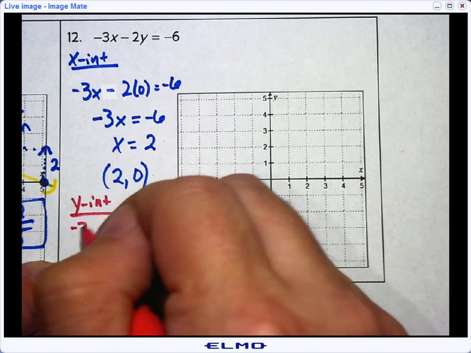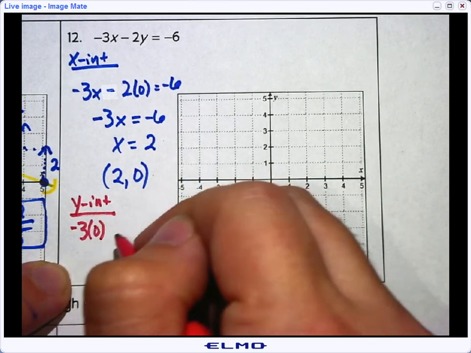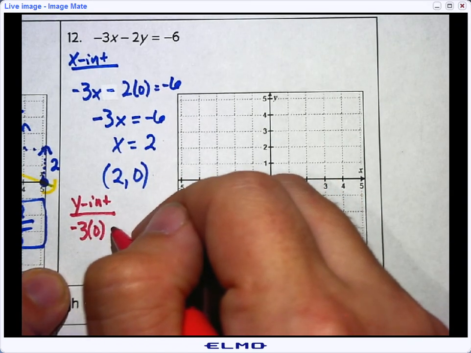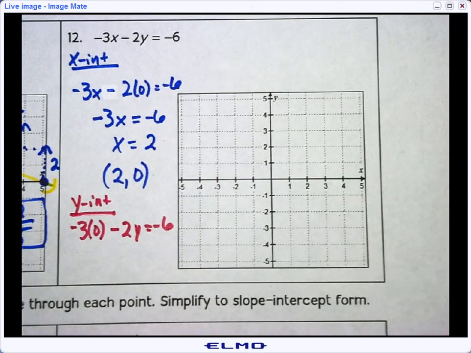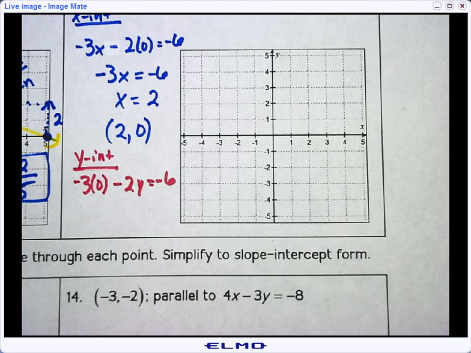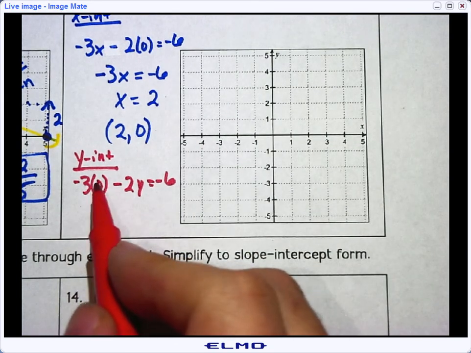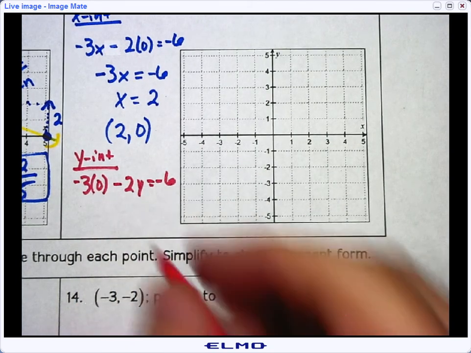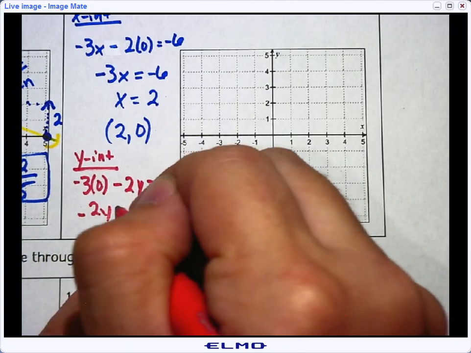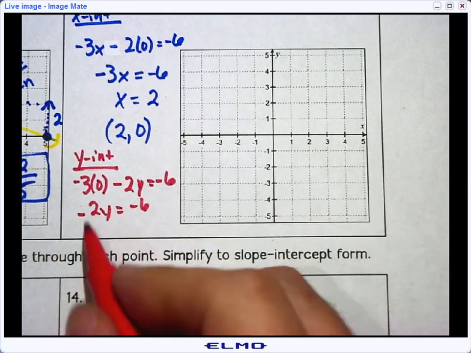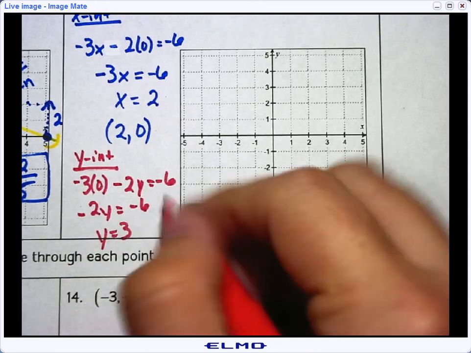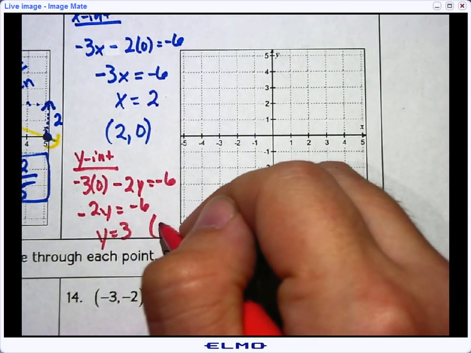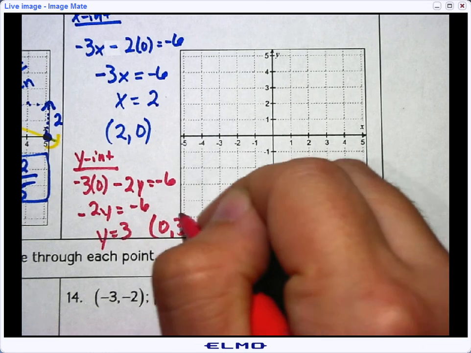So we're going to have negative 3 times 0, because you replace the x with 0, minus 2y equals negative 6. All right, so this whole thing is going to turn into 0. 0 take away 2y is negative 2y equals negative 6. Divide both sides by negative 2, we get y equals 3. So we have the ordered pair 0, positive 3.